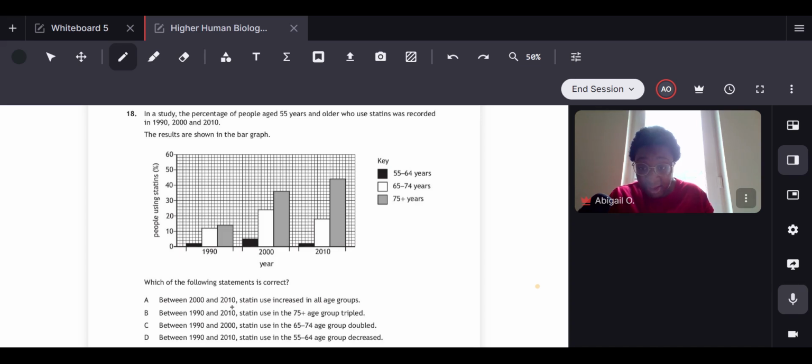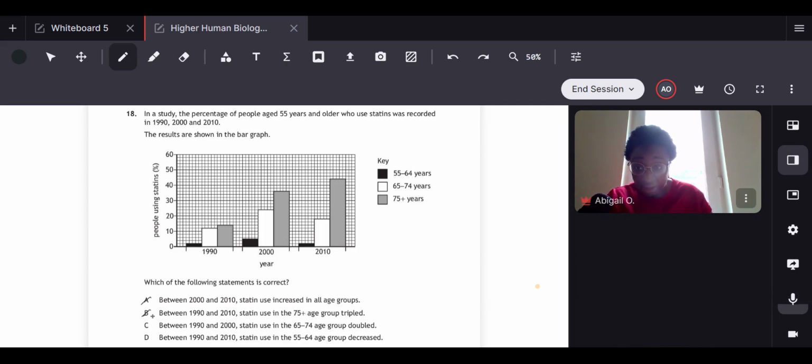Between 2000 and 2010, statin use increased in all age groups. For the 75 plus, that's true. But for the other 2 age groups, the 65 to 74 and the 55 to 64, it actually decreased. So A is not going to be our answer here. Then we've got between 1990 and 2010, statin use in the 75 plus age group tripled. The 75 plus, our gray bar, is at 12% over here. If we look at 2010, if it were tripled, it should be at 36%, which is 3 times 12. But we can see here it's well above 40%.